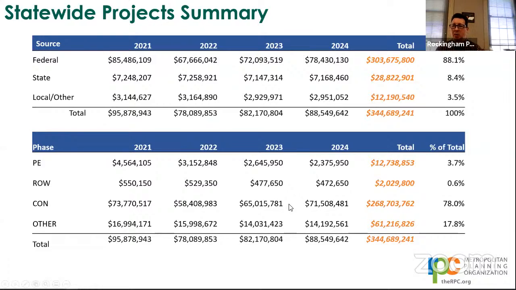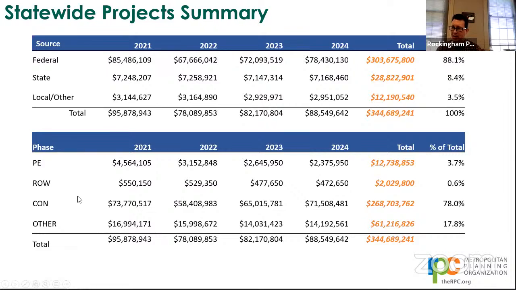So when we look at the statewide project summary in terms of the funding, again, the bulk of that funding is federal, about 88% of it, as we would expect. So just over 300 million, another 28 million, almost 29 million in state funding, and then a little bit of local match funding is included in that as well. And this is largely, again, the match funding that goes to the transit projects, and some matching of smaller TA and CMAQ project type things from local communities.